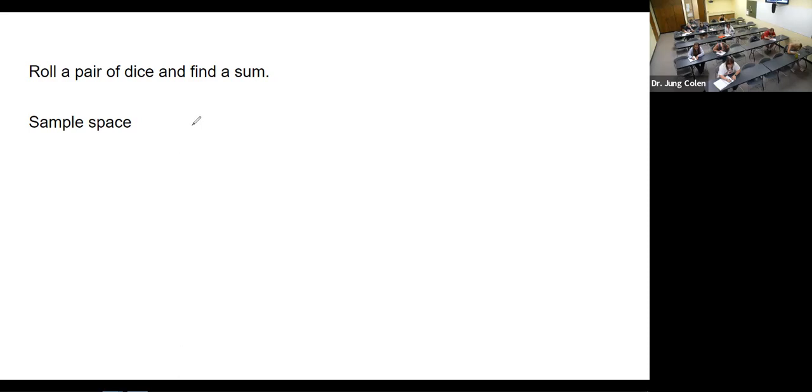So show me all the sample space for a pair of dice and then the sum. How many of you are using a table? How many of you are using a tree diagram? Look around to see what you're doing.